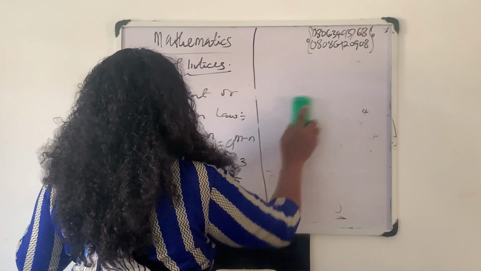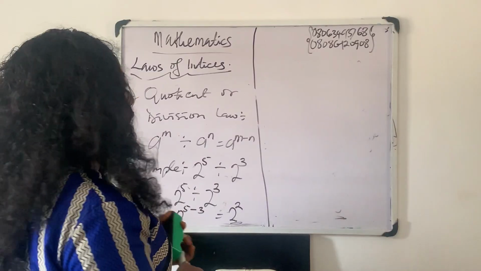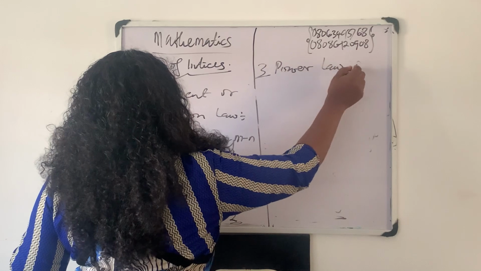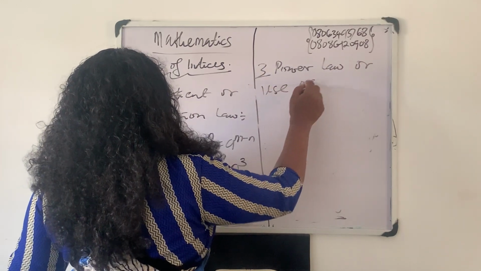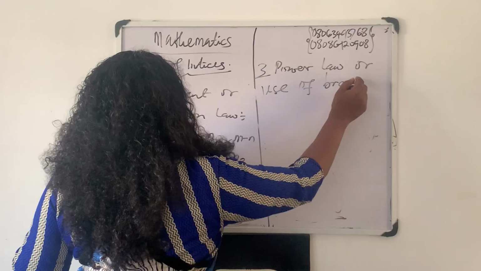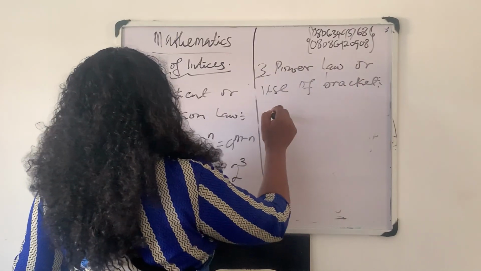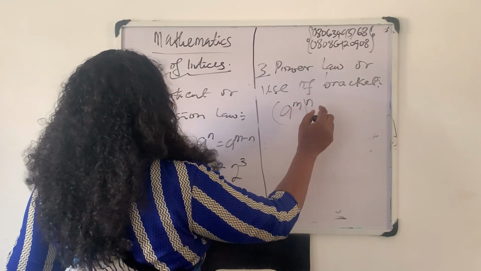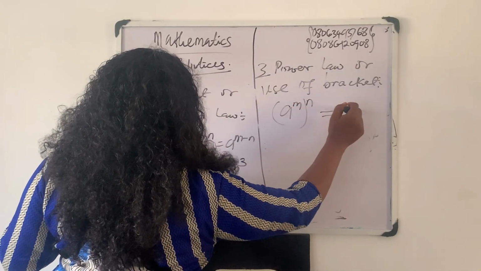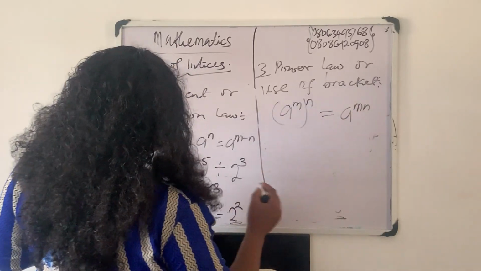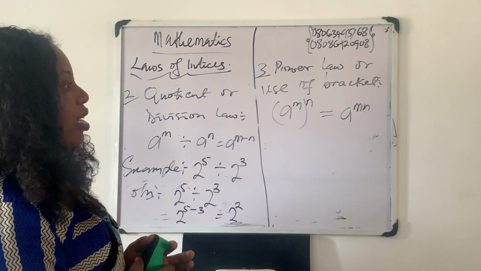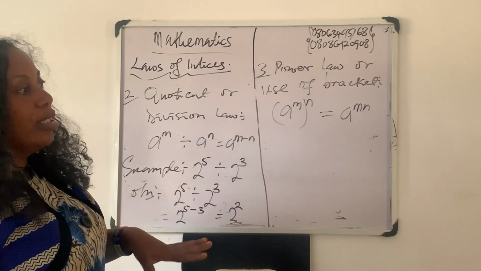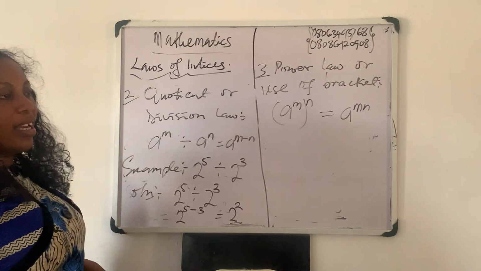The next law is the power law or use of brackets. That is number 3. Power law or use of brackets. Here the law says that a raised to the power m, raised to the power n, is a raised to the power m times n. If a certain number is raised to a power and again raised to another power, the powers are multiplied to get the final result.